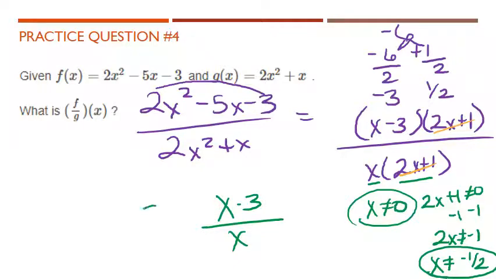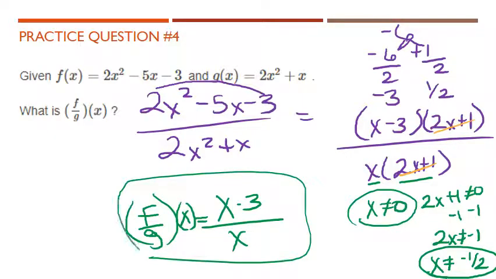And your function over here, that f over g of x, is equal to this function when you reduce it. Okay? So you've got your function, and then you still have to restrict the domain since you've got those in the denominator. All right?